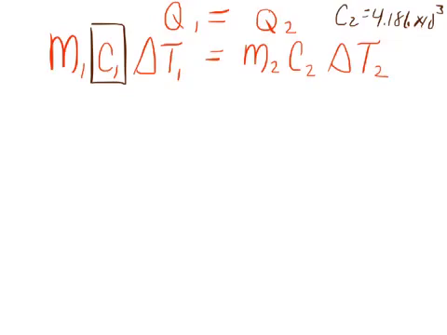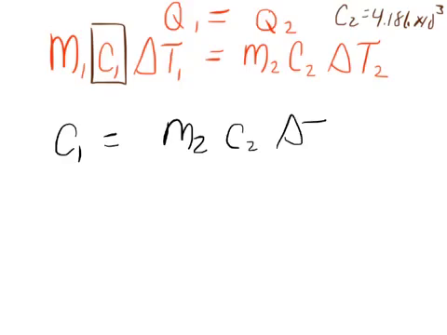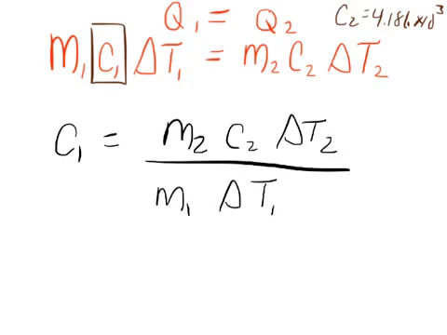Now, at this point in time, again, we're solving for C1. So just simply solve the equation. That's all we're doing now. So C1 is going to equal the entire right-hand side, M2, C2, delta T2, all over M1, delta T1.